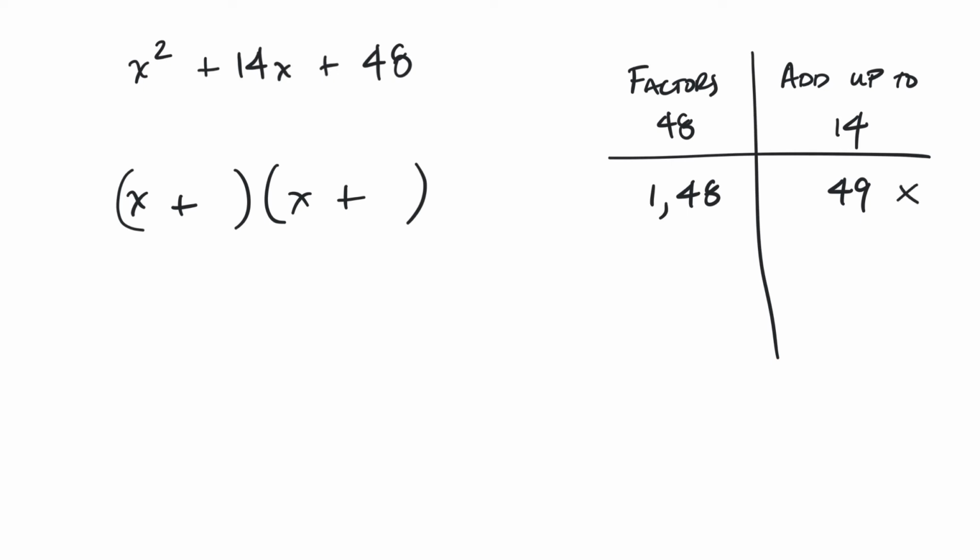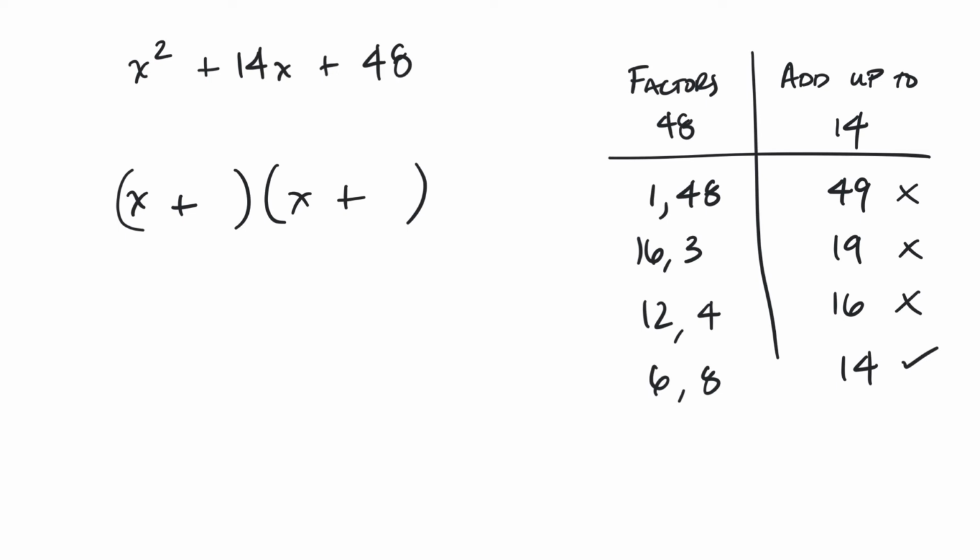Let's see, what else? 16 and 3. 16 and 3, that adds up to 19. That's a big no. 12 and 4, that adds up to 16. That's no. 6 and 8, there we go, 14. So those factors of 48 are going to give us the 14 that we need. So we're going to replace this 14x with the sum of 6x and 8x, which is the same. So x squared plus 6x plus 8x plus 48. And so now we can rewrite this as x plus 6 times x plus 8.